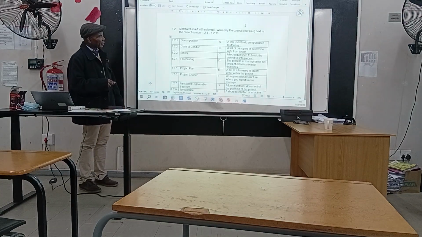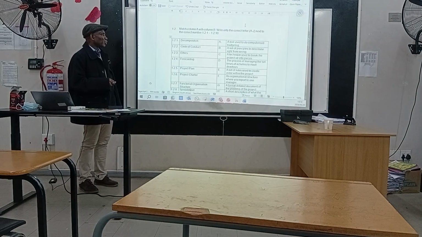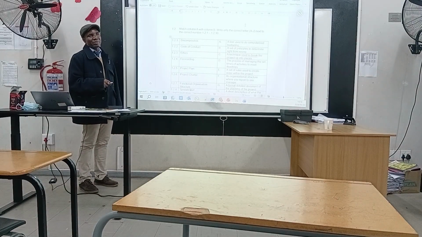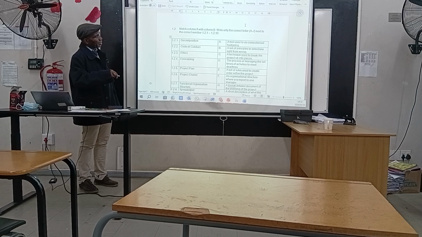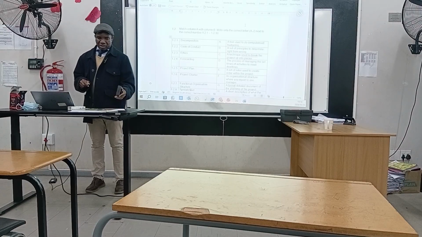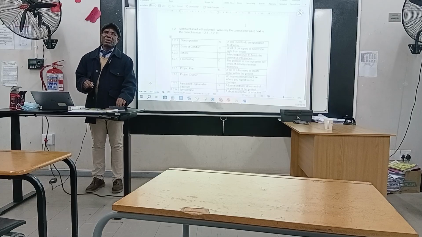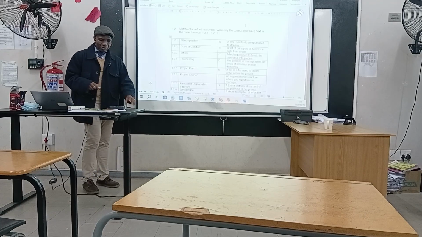Now, let's look at the second one, which is 1.2.2. Here we have code of conduct. So you need to be able to conceptualize or know what code of conduct is. So when you look at the various options in column B, the right one is E, which is a set of rules used to create order within the workplace. In every workplace, there's a code of conduct which is designed to regulate the behavior of people working in the workplace. So you got that there.